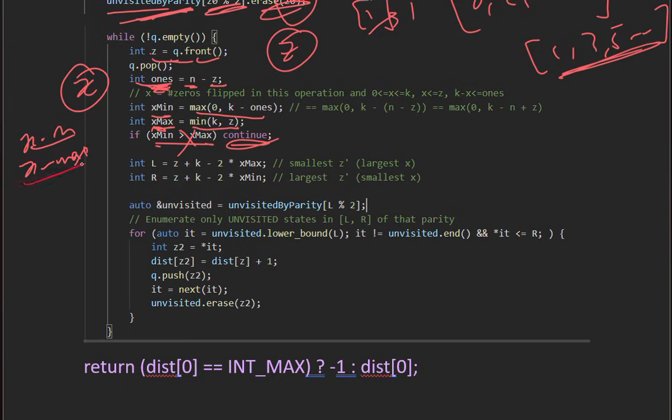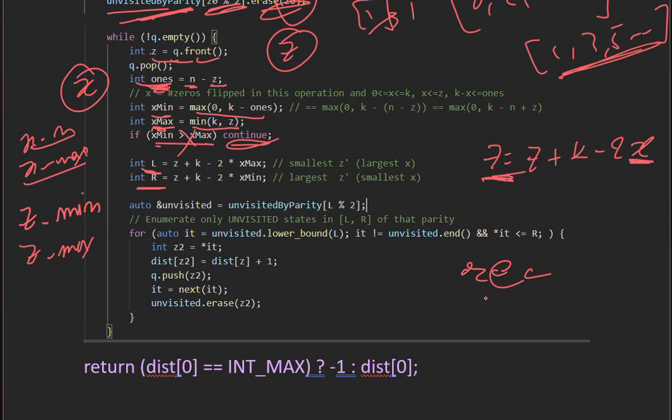And then we get x minimum and x maximum. Then using x minimum and x maximum, we'll find z minimum and z maximum. As you already know, z is equal to z plus k minus 2x. So if we put in x maximum, then we get z minimum, and if we put in x minimum, then we get our value of z maximum. So we find z minimum and z maximum. Then we check the parity of L. As I have already told you, the parity of all the reachable states is equal to the parity of L, right?